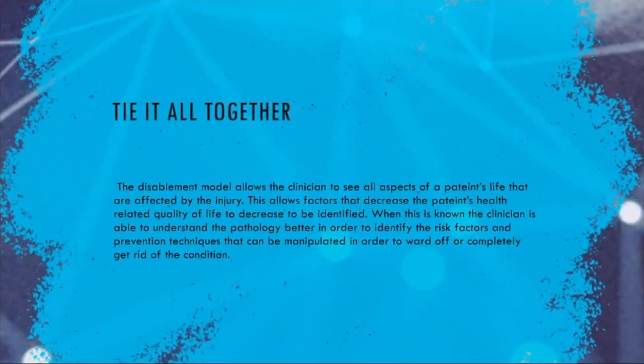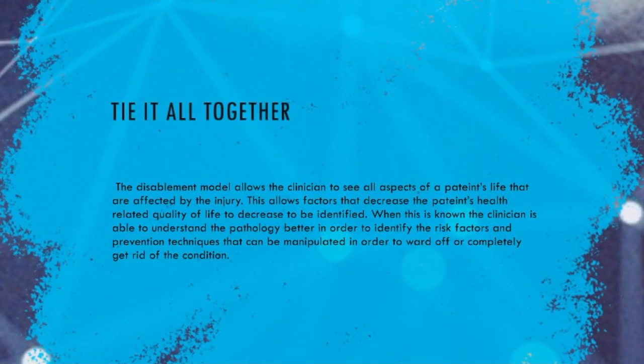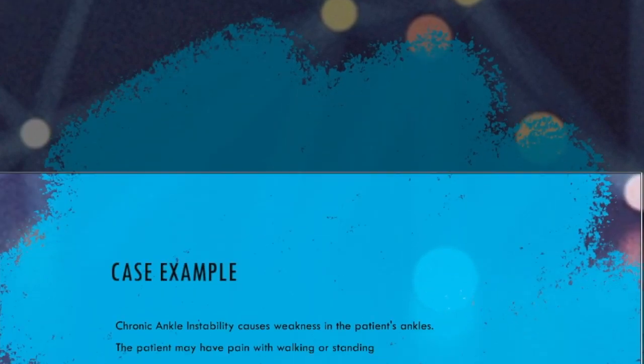Altogether, the disablement model allows the clinician to see all aspects of the patient's life that are affected by the injury. This allows factors that decrease the patient's health-related quality of life to be identified. When this is known, the clinician is able to understand the pathology better in order to identify the risk factors and prevention techniques that can be manipulated in order to ward off or completely rid of the condition.